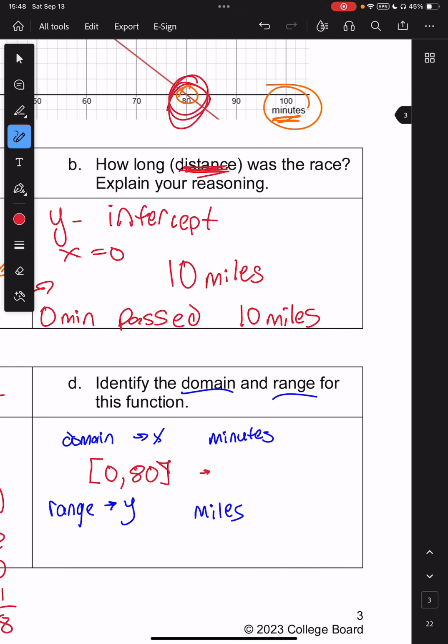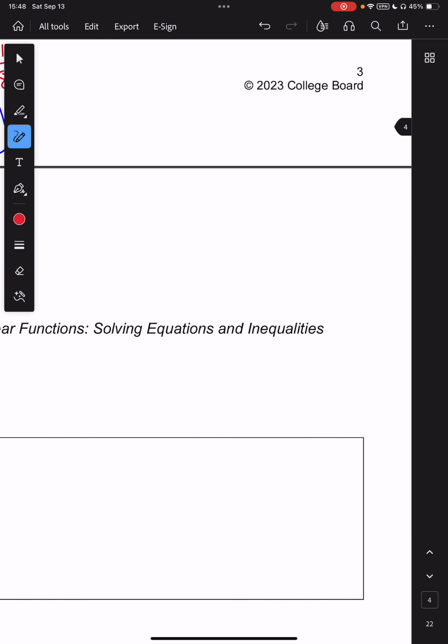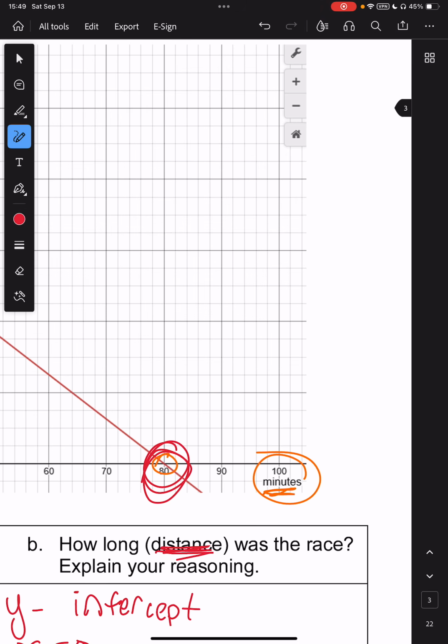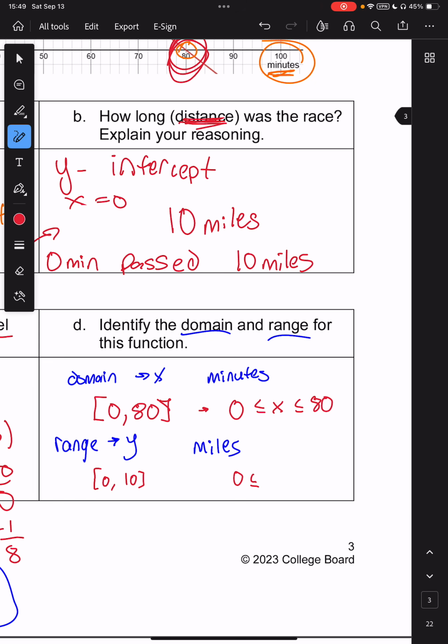We can write this in the form 0 is less than or equal to x, which is less than or equal to 80. We write less than or equal to because we can have 0 minutes. The race starts at 0, so we can include 0, and then it goes up until 80 minutes, including 80 minutes. For our range, our y, it's from 0 miles to 10 miles. We start at 0 miles, so that's why we can say less than or equal to. And then we end at 10 miles, and that's why it's less than or equal to.